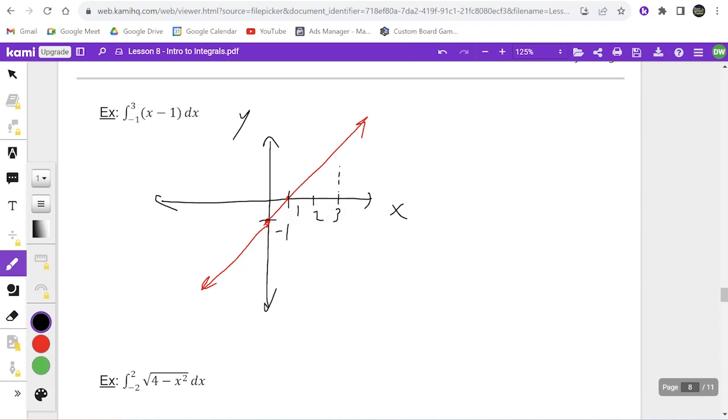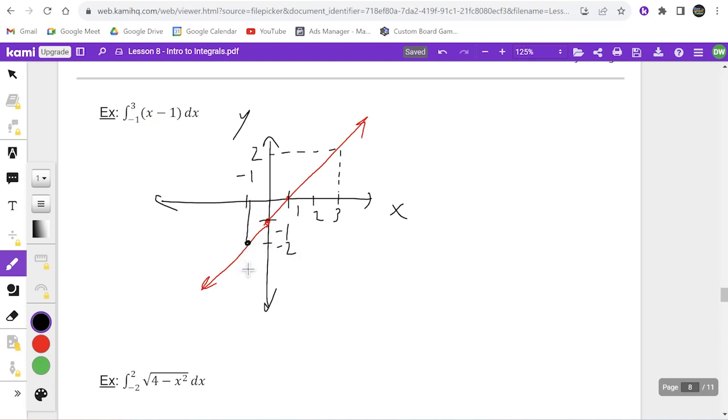I stop at 3, right? And then what y value is that? Well, the y value is going to be 2. How do I know that? Well, it's because if I plug in 3 for x, 3 minus 1 is 2, so that's 2. If I go the other way to, let's say, -1, and I plug in -1 for x, I'm going to get -2 down here.